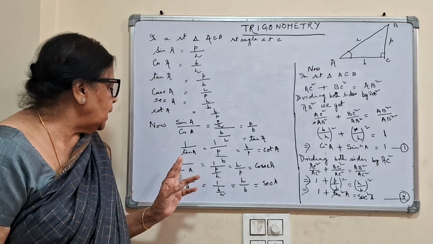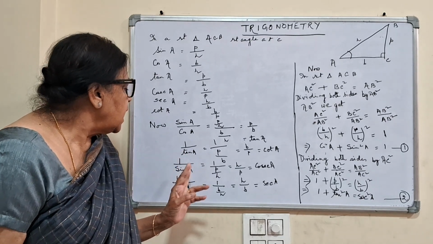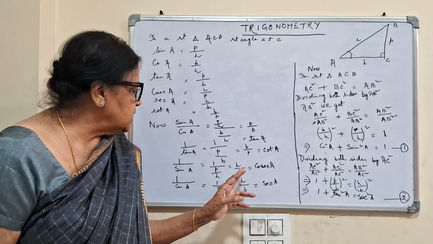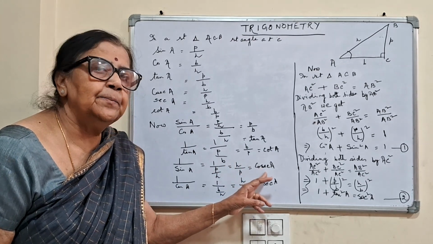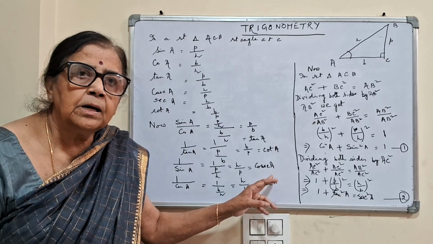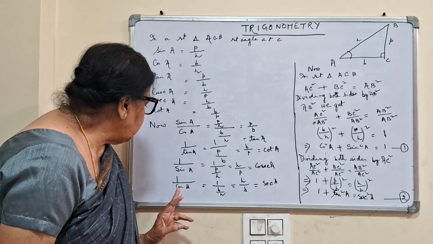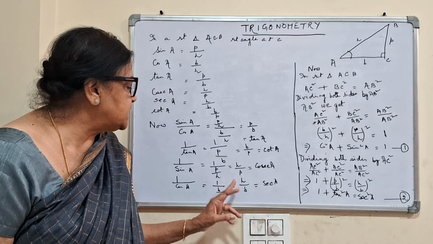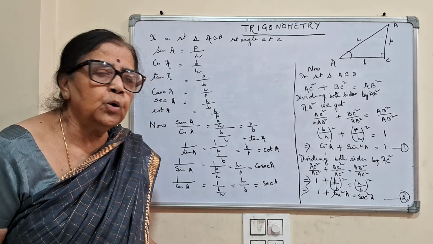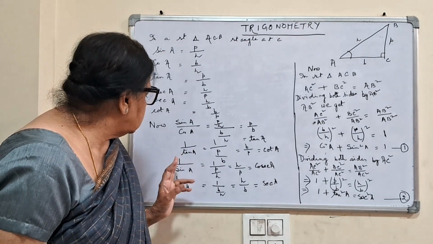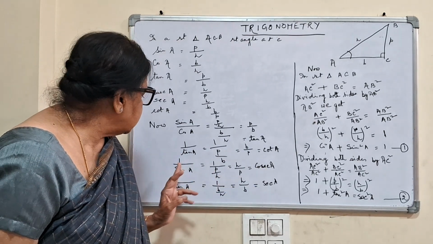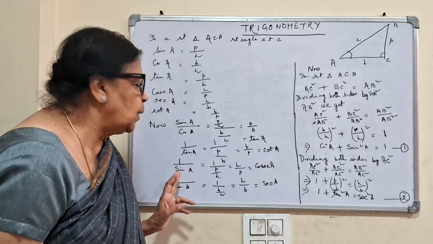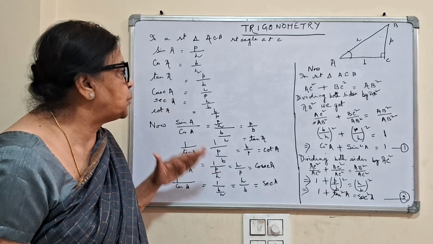Now 1 by sin A is 1 by, what is sin A? Perpendicular by hypotenuse. That is H upon P. That means it is cosec A. And 1 upon cos A is 1 by base upon hypotenuse, that is H upon B. That is sec A. So these are the reciprocals. The reciprocal of sin A is cosec A, which is 1 by sin A. Similarly, these are the reciprocals.